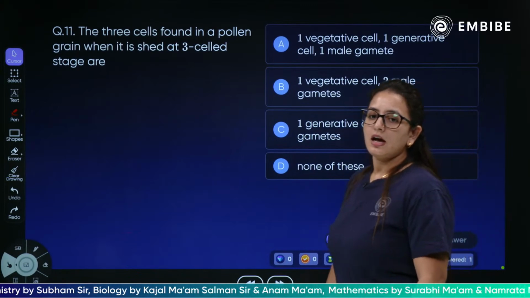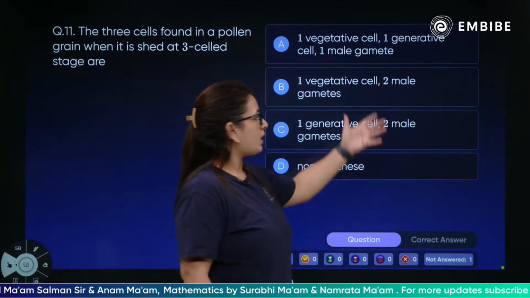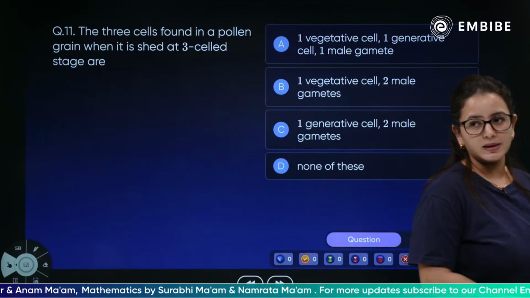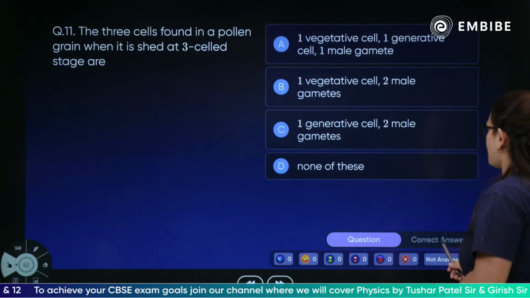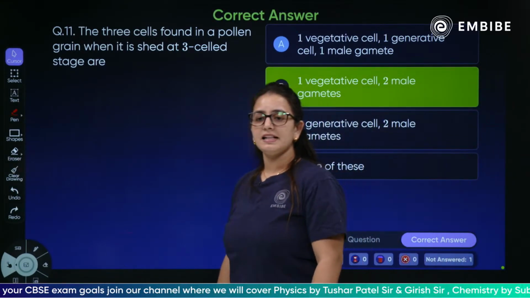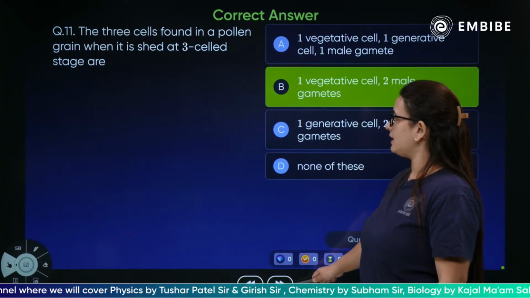Next question. What kind of cells are present in a pollen grain shed at the 3-cell stage? Come on, quickly answer. Very simple. They have 1 vegetative cell and 2 male gametes.